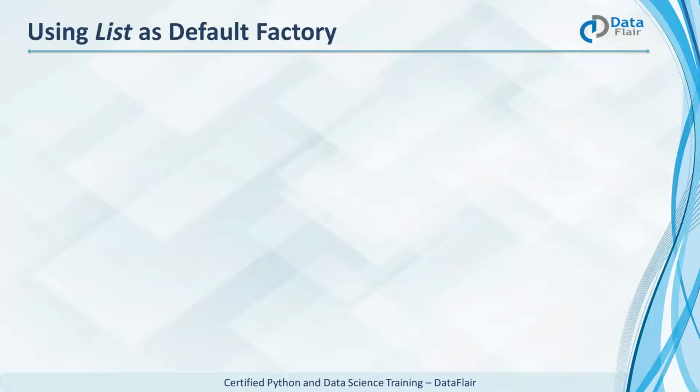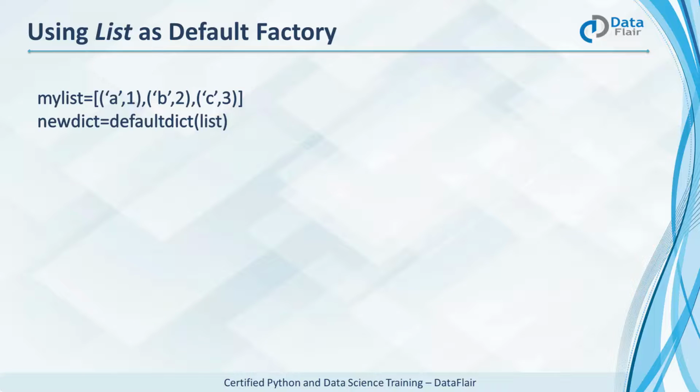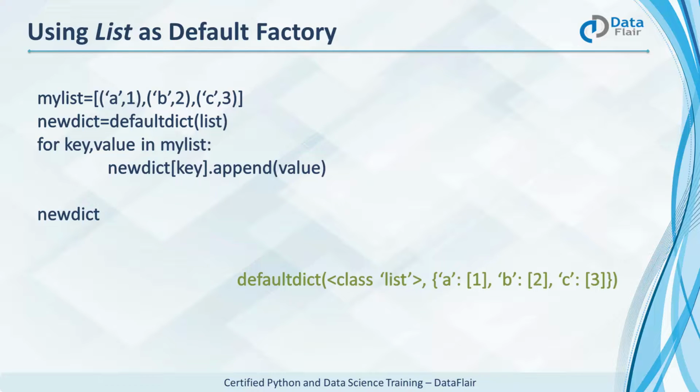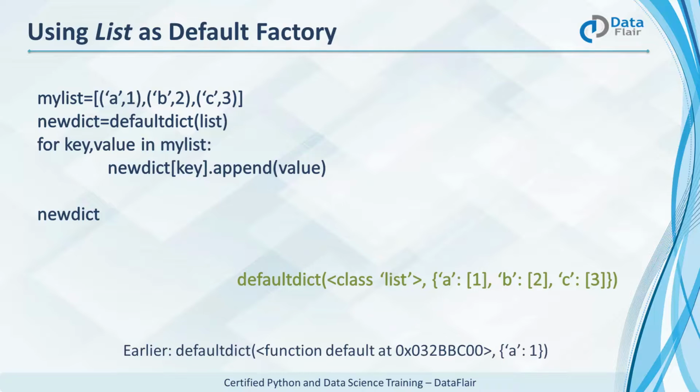Finally, let's try using lists and ints as the default factory. We have a list of tuples. NewDict is the defaultdict of the kind list. For each key and value in my list, although it's not a dictionary, these values will be used as keys and values for the new dictionary, append the value to the key. Print NewDict. This gives us a defaultdict with values of the type list, where earlier it was something like this.